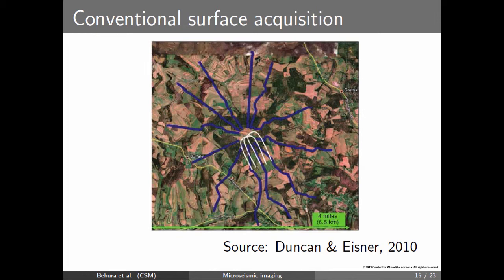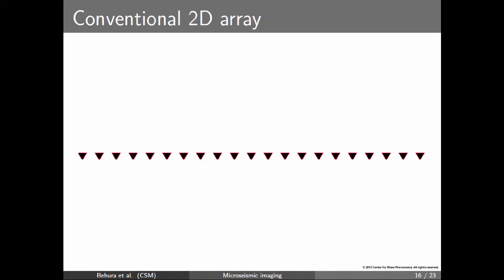And here is a commonly used surface seismic array. The blue lines represent these receivers laid out in a star pattern, and this is commonly called frag star. Another common acquisition type is to lay the receivers out equally spaced on a grid, equally spaced in X and Y, for example. If I take one of these lines of receivers, this is what it looks like: a 2D line of receivers evenly spaced on that line.